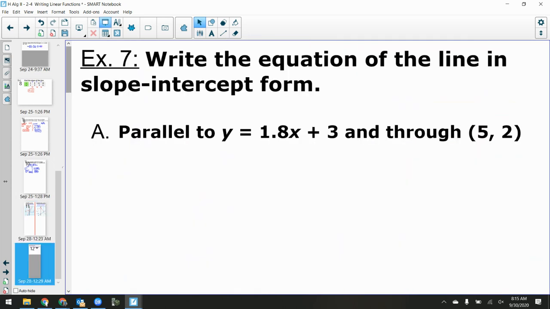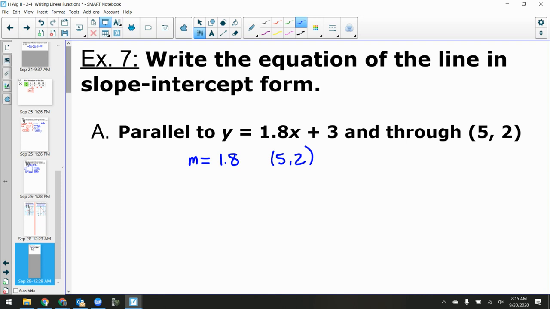Write the equation of the line in slope-intercept form that is parallel to y equals 1.8x plus 3 and runs through (5, 2). All right, so if it's parallel to that line, what's the only thing that I care about from that equation? The slope. Do I care about the y-intercept of 3? Nah. It's parallel to y equals 1.8x plus, I don't care about that plus 3. Sorry, buddy. So I know that the slope is 1.8, and it goes through the point (5, 2).